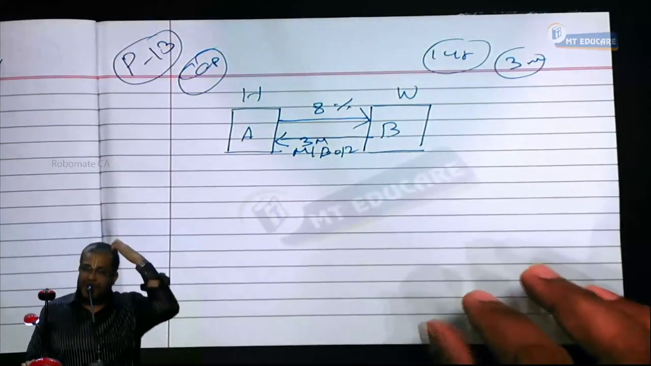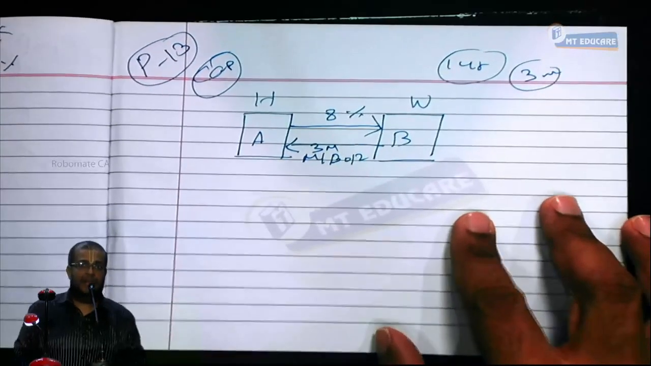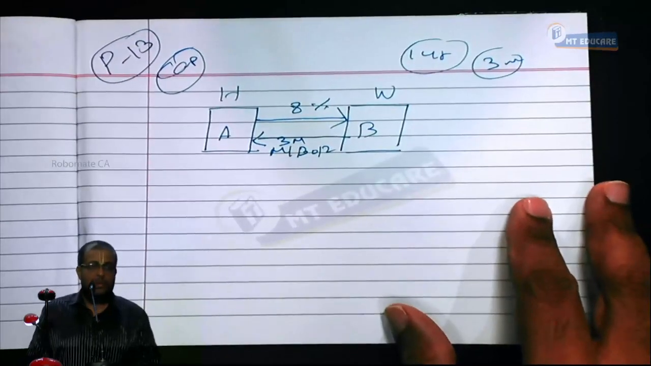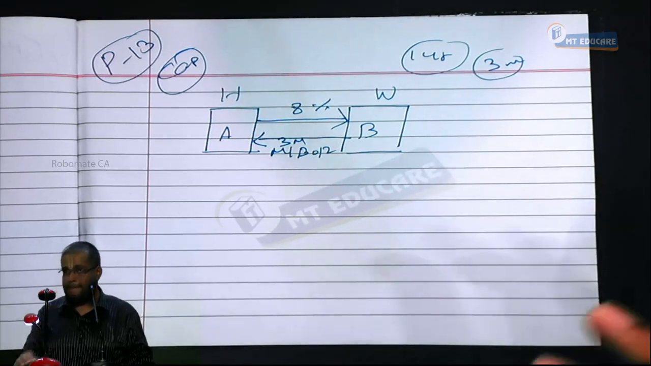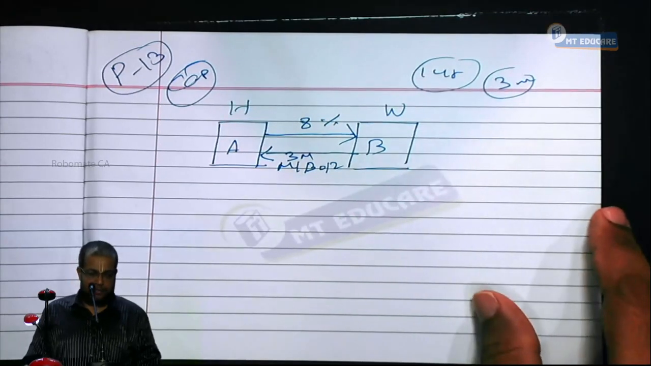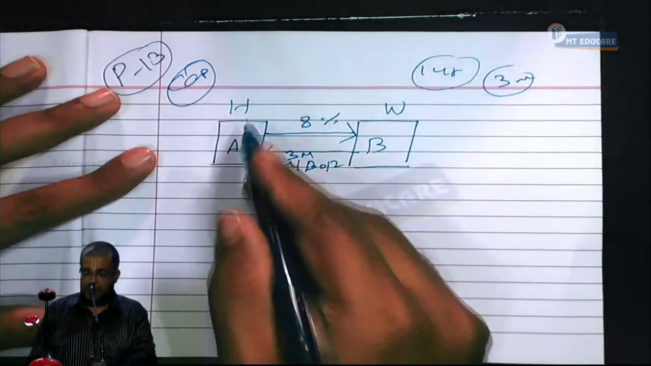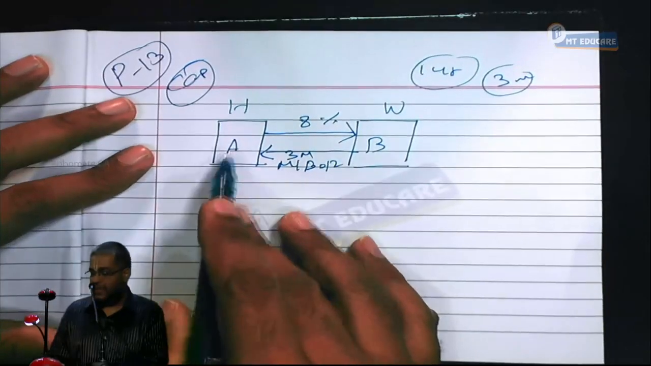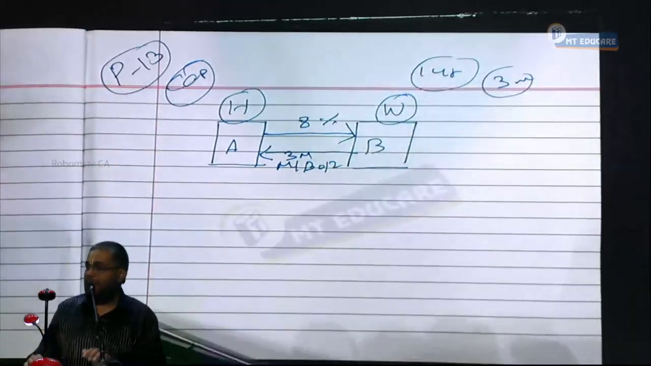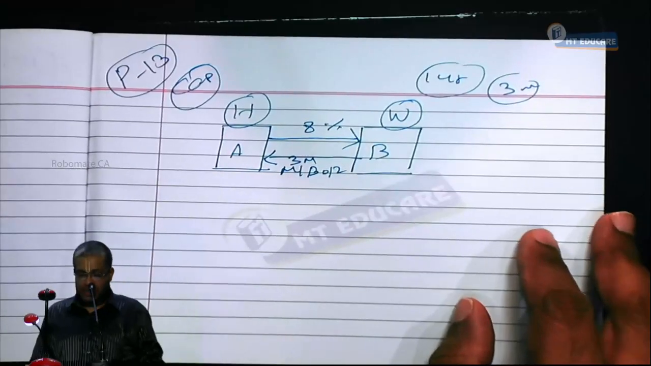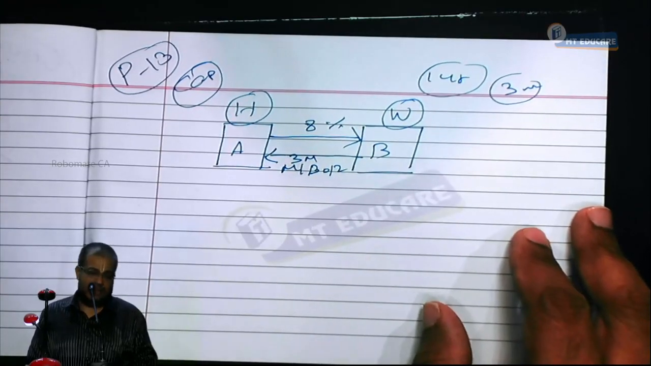Write down: Problem number 13, part A. We'll complete quickly. Okay. Just draw this diagram. A, B. A is called the holder, B is called what? Writer.